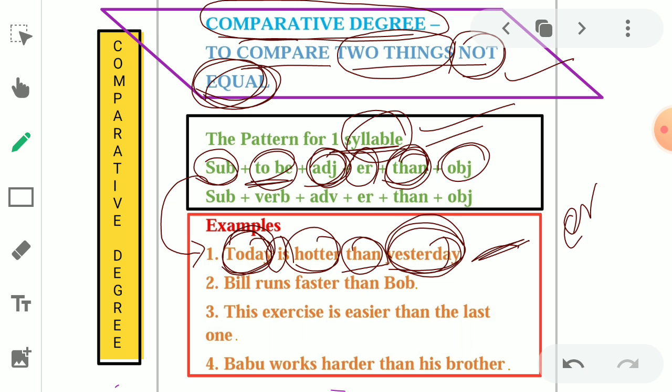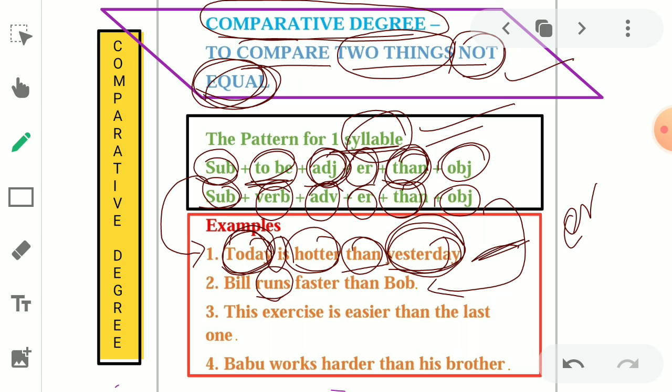Then the second one: subject, verb, adverb plus er, than, object. It is used for the second one. You can see here, Bill runs faster than Bob.